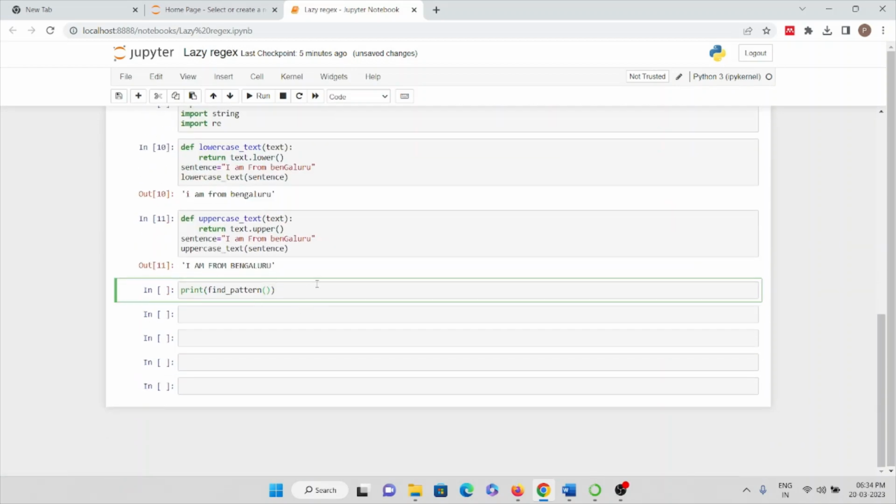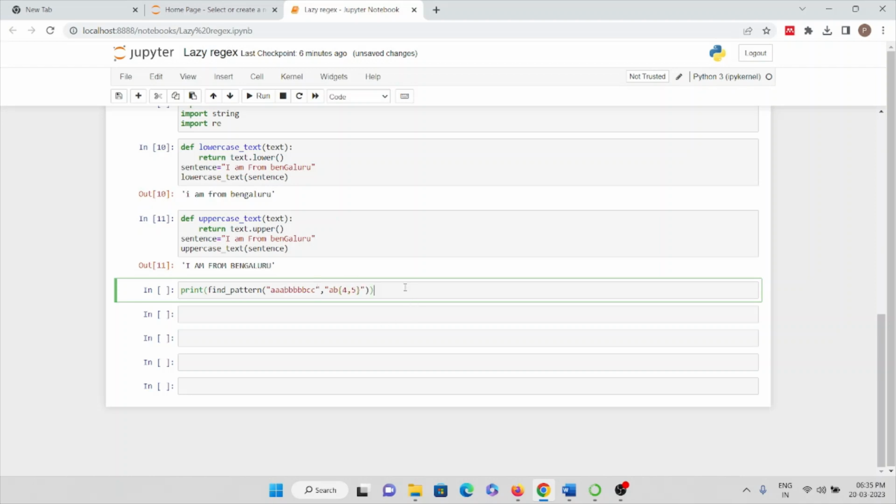Here I will give some input: AAA 4B, 5B and 2C. And now here again I will give some pattern. Here I will give it as AB, and here I will give it as 4, 5.